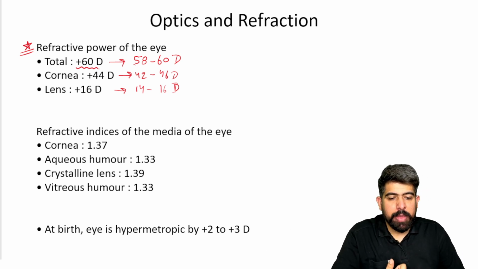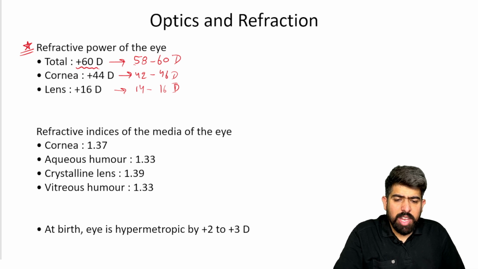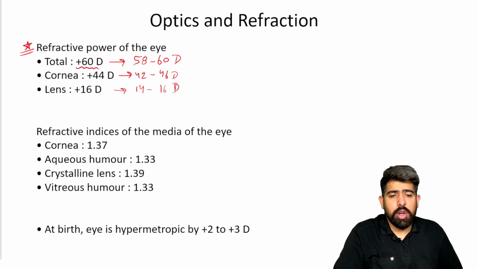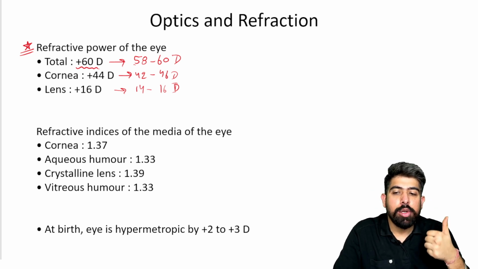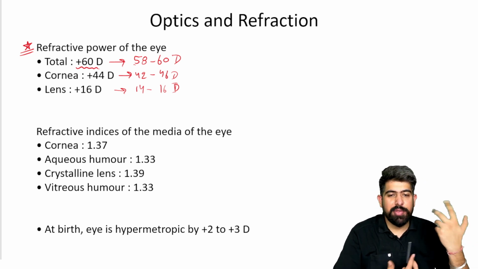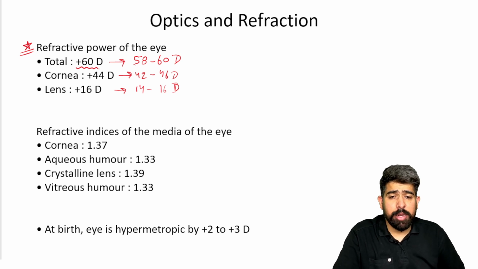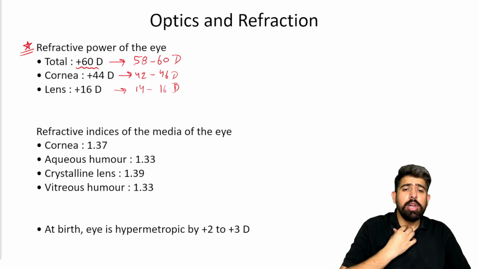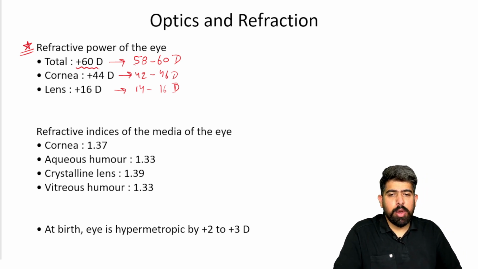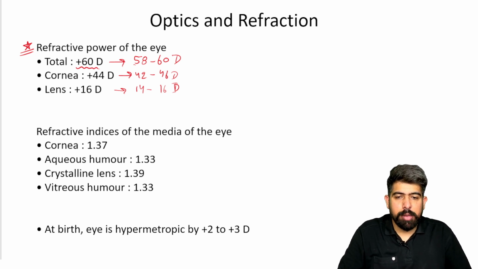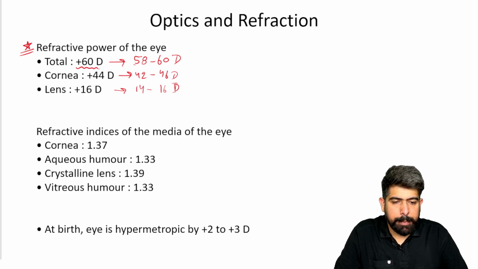So revise with me now only. What are your refractive powers? Tell me. The refractive power of the total eyeball is 58 to 60, or if I'm talking about one answer, it will be 60 diopter. The cornea will be 44, with a range of 42 to 46 diopter. And if I'm talking about your lens, the lens will have your, just a minute, guys.